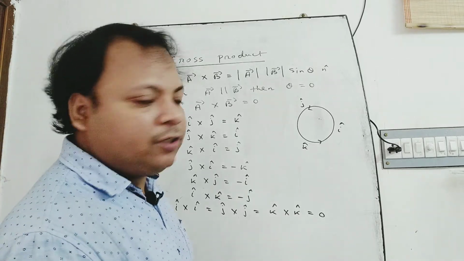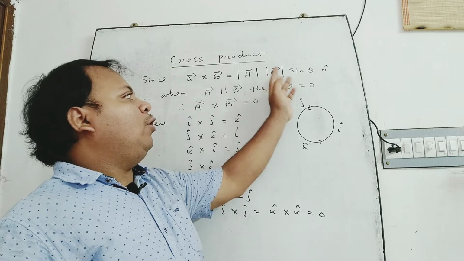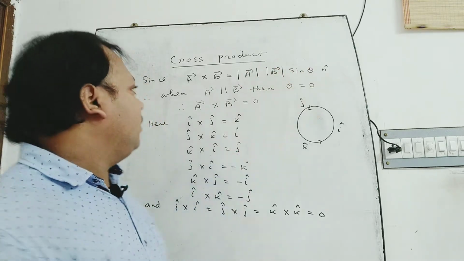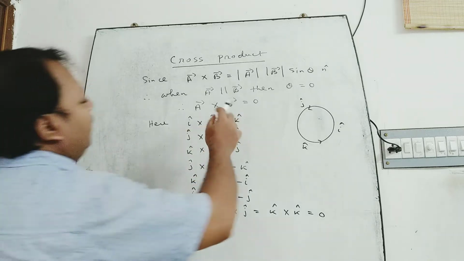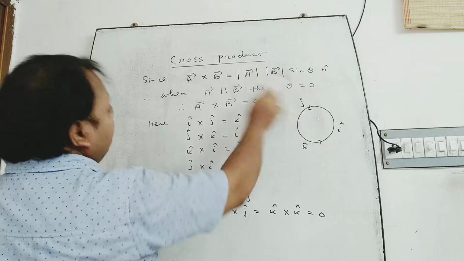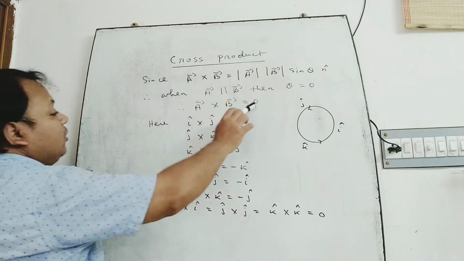Next, cross product. a vector cross b vector is equal to mod of a vector, mod of b vector, sine theta into n cap. Therefore, when a vector is parallel to b vector, then theta is equal to 0. That's why a vector cross b vector gives 0.